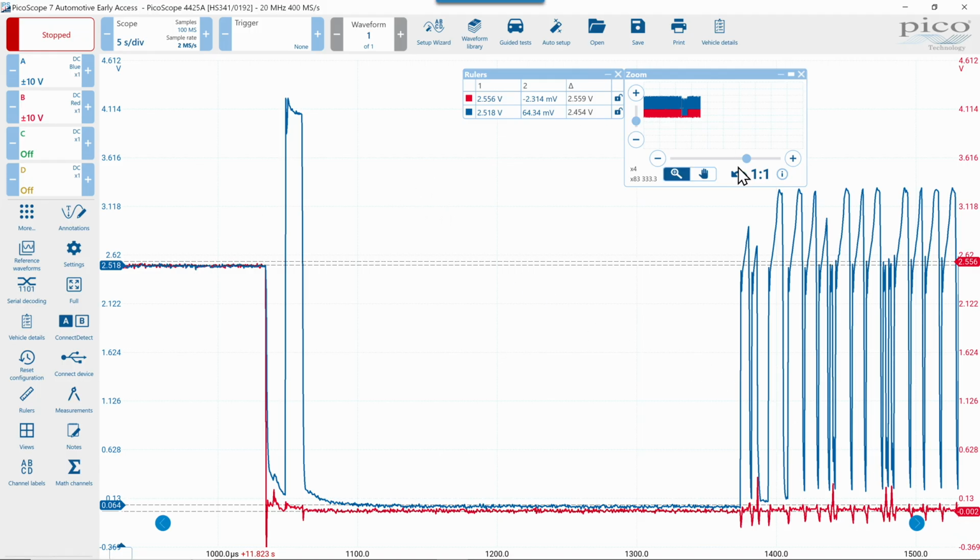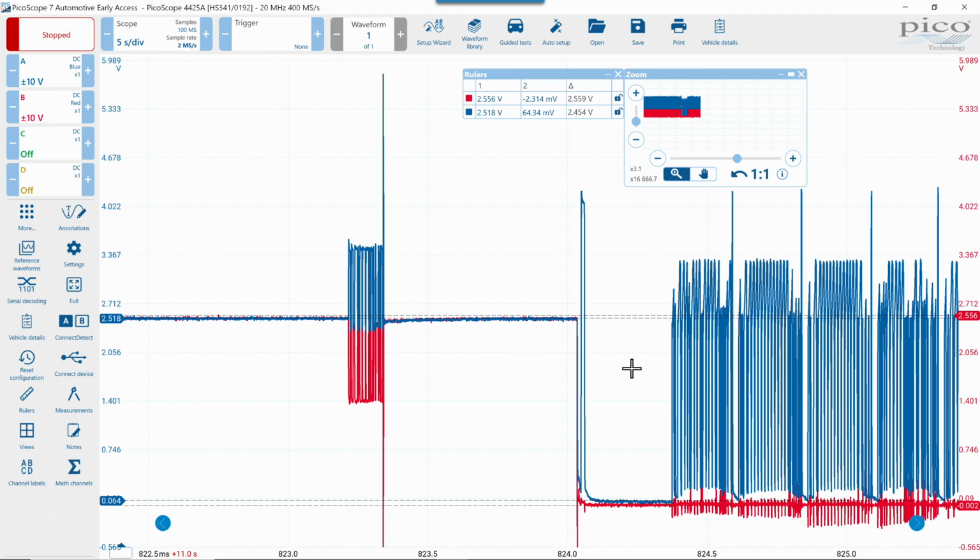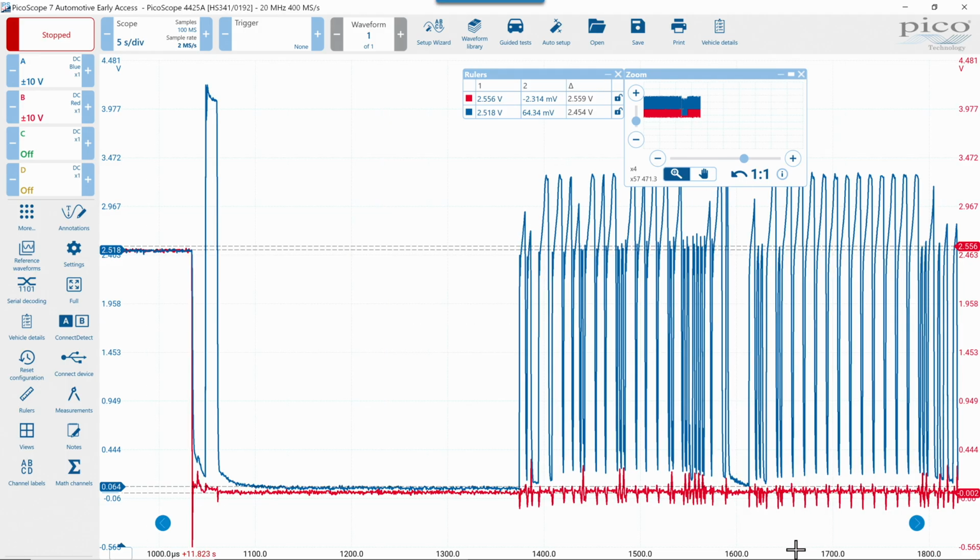So what does that tell us? Well, that tells us that CAN low, which is pin 14, is shorted to ground. We can see that CAN high is still toggling, and that's because the short only exists on the low side, on CAN low. But it's having an effect on the circuit influenced through terminating resistors.